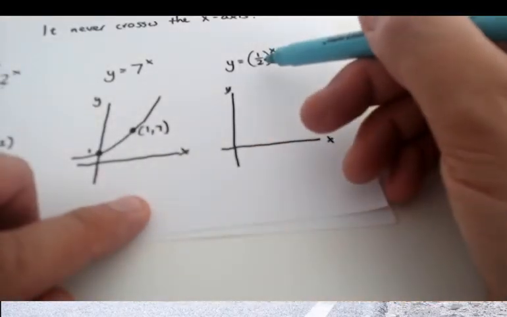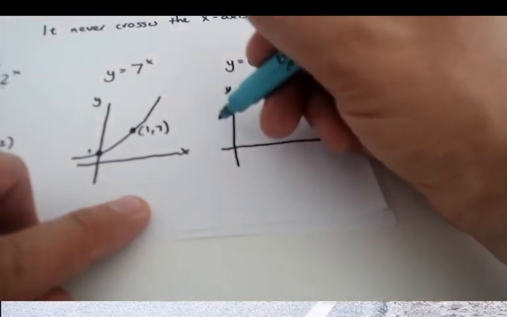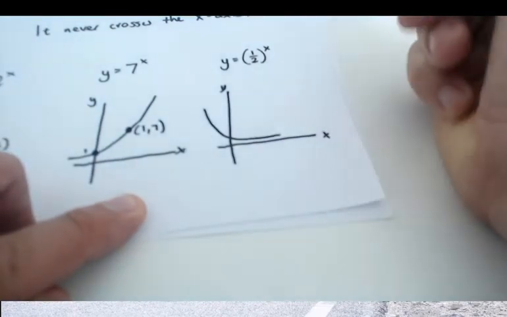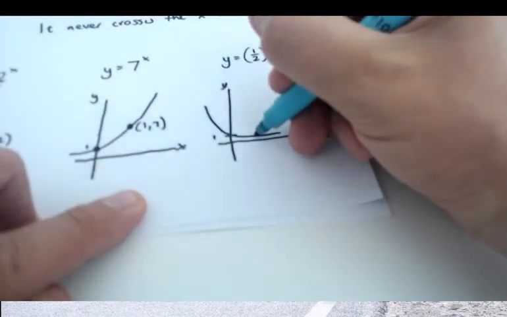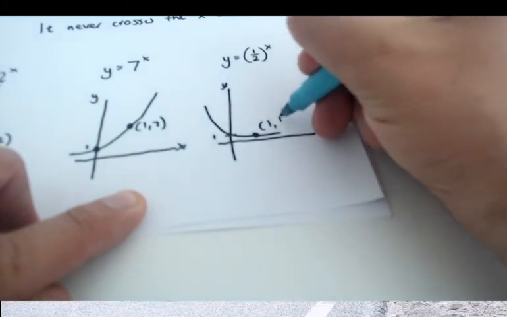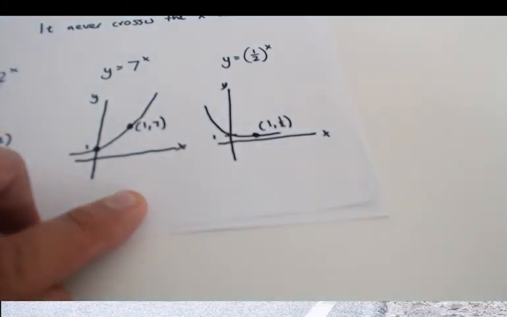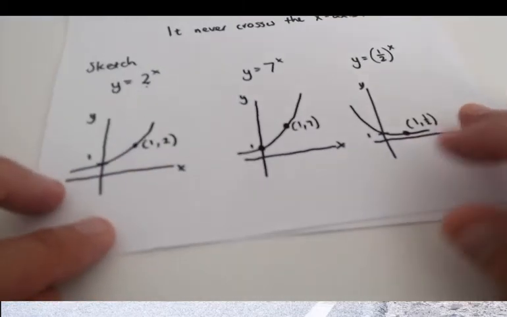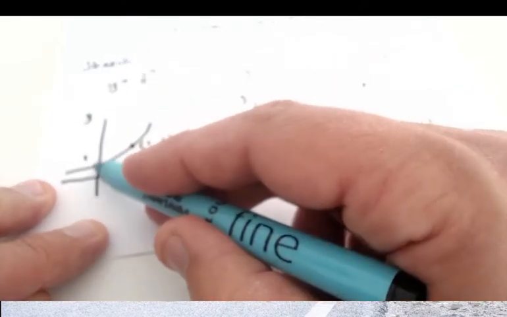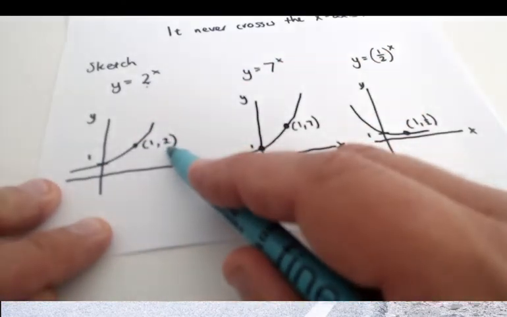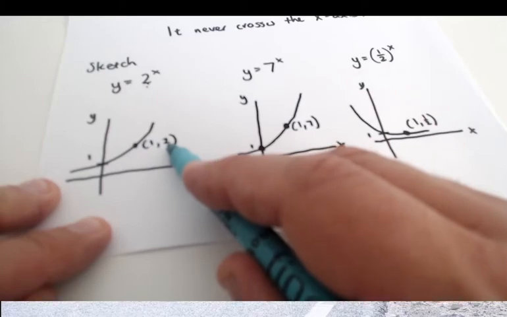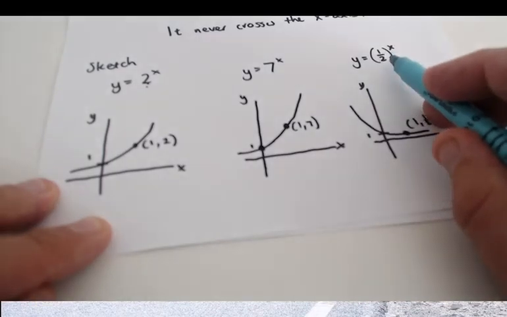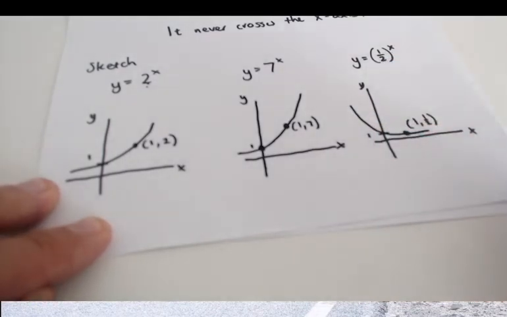Y equals a half to the power of x, so the a is less than 1, which means I now have a decreasing function. Remember, don't cross the x-axis, so it's going to cross at 1, and then the point now will be (1, 1/2). So that is how we would sketch the exponential function. You're always going to cross at 1. You're going to use this number here for your coordinate point. It'll always be 1 something. If your a value is bigger than 1, you have an increasing function. If the a value is less than 1, you have a decreasing function.